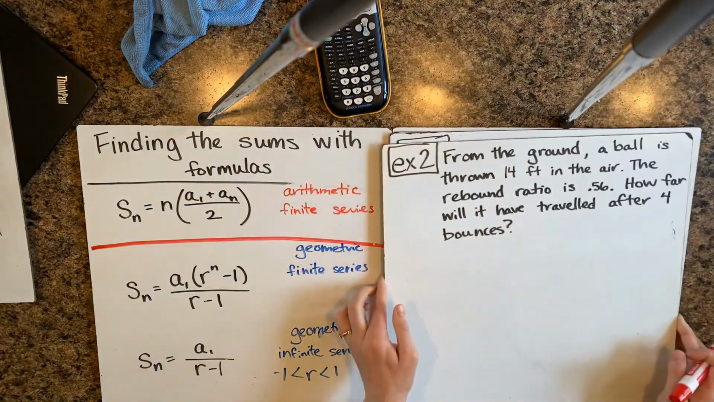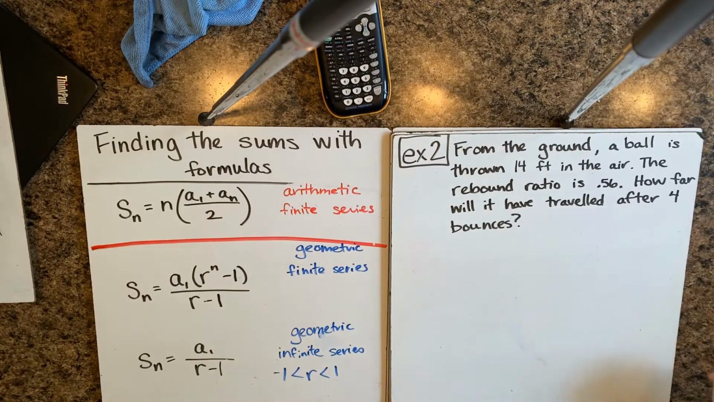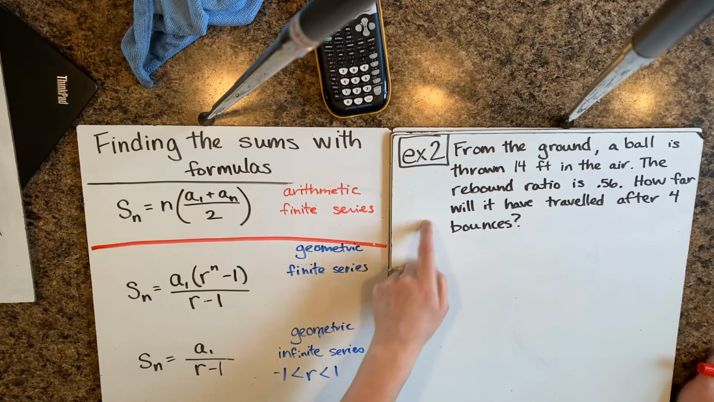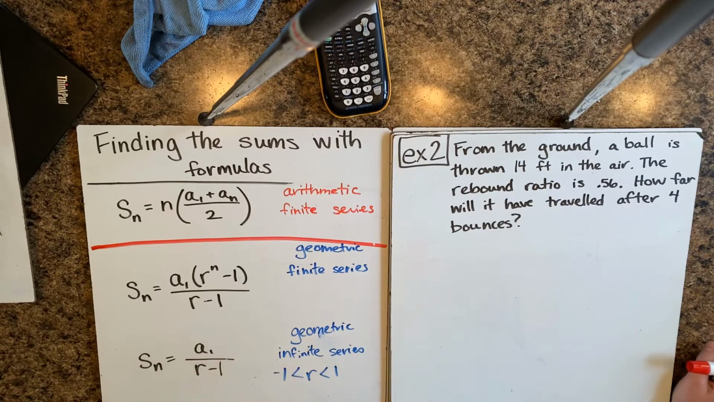Okay, example 2. This is the famous rebound ratio that you did in Algebra 1. You dropped the ball, or you threw the ball in the air, and you saw, well, if it bounces this many times, what the height is. Now, what's new this year in Algebra 2 is actually figuring out the total distance, or summing the distance, finding a series of the total distance that the ball travels after a certain amount of bounces.